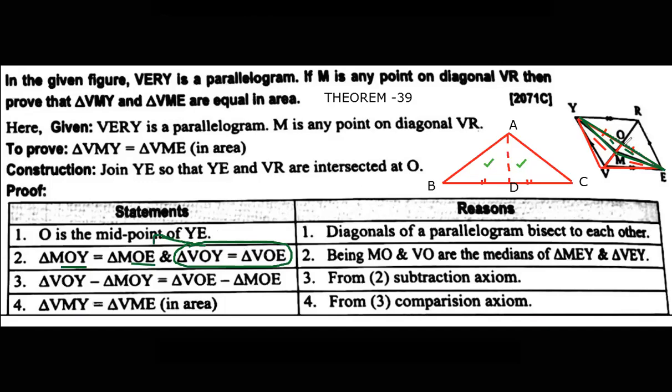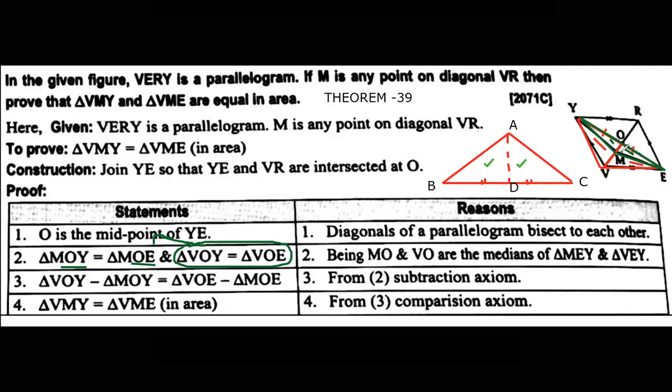So being VO as the median, your statement can also be written like this. So MOY. So this triangle is equal to this triangle. Why are they equal to each other? Because MO is the median. If they are the median, then these triangles are also equal to each other.